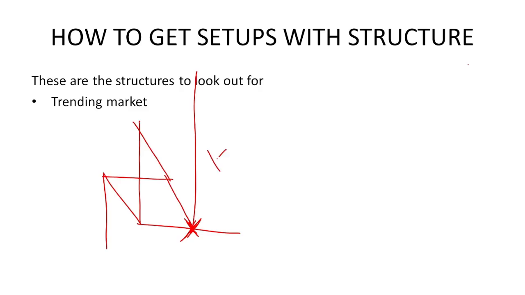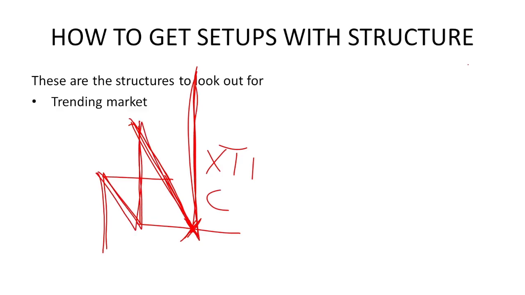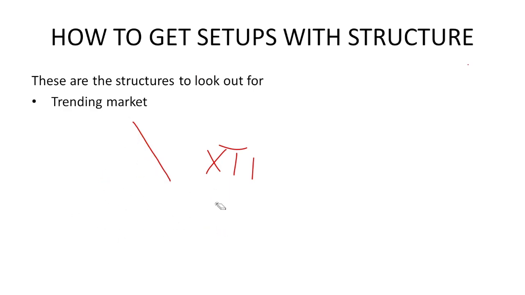Okay, so this is our continuation setup. We like to use this particular one, the last low, when the market is trending. So this is what we do when the market is trending. All right, so I think we're done with that. Let me clear. Okay, we're done with trending markets.